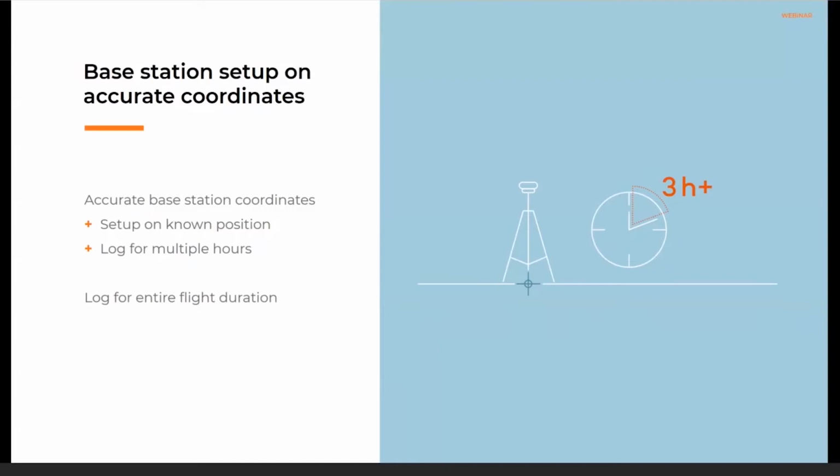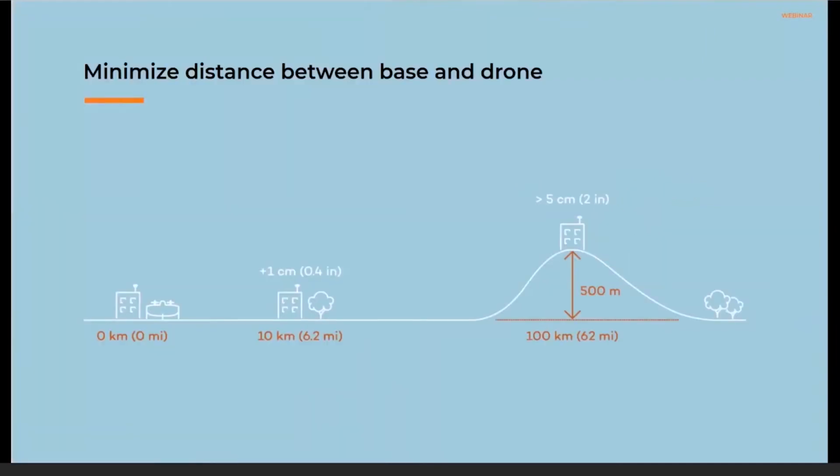So, and also very important, the correction data or the base station logging needs to be longer than the flight duration, so that the entire flight is covered by the base station. Furthermore, the distance to the flight area from the base station is an important factor for the final accuracy.